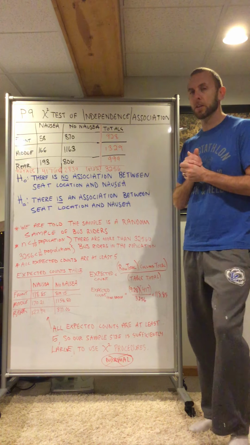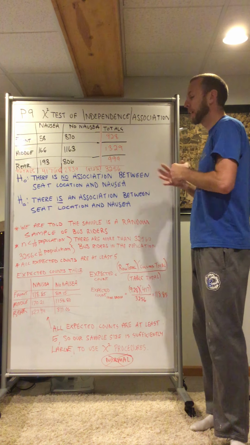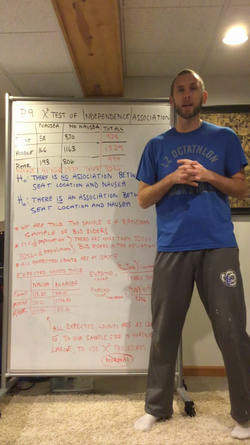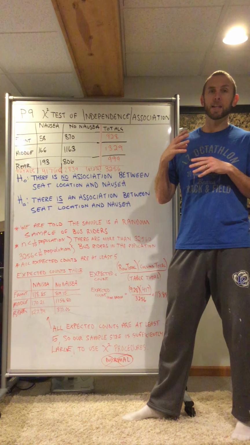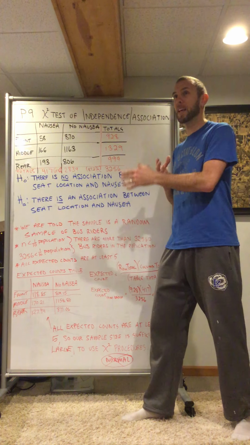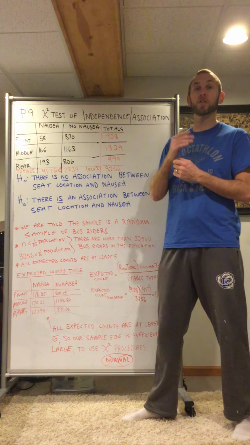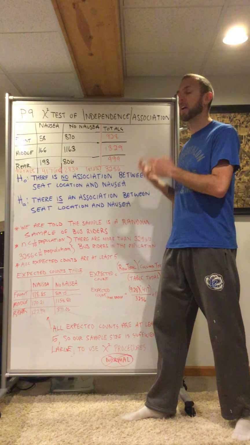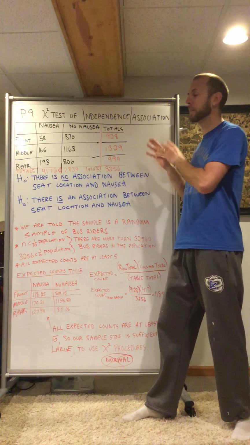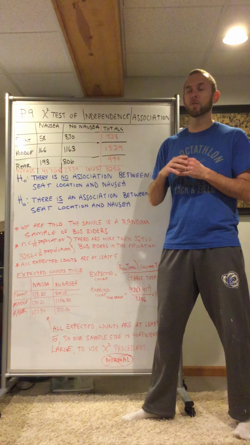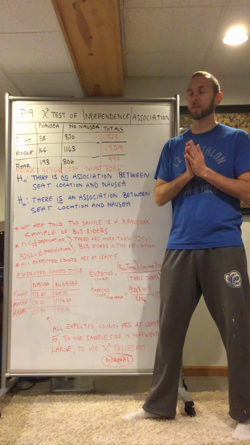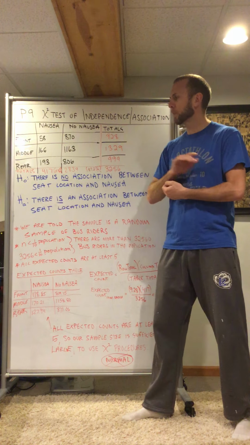So the first thing that you need to know is that when we are doing a chi-square test for independence, it's pretty much the same procedure as a chi-square test of goodness of fit, but it's fundamentally different. And you can already see that, if you look at the notes, the data is set up differently. So let's read through the problem.